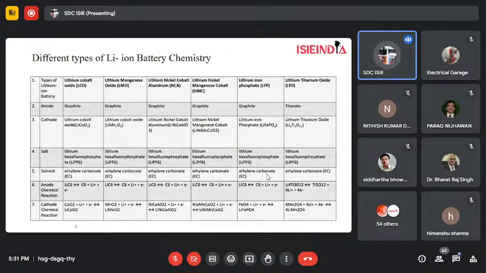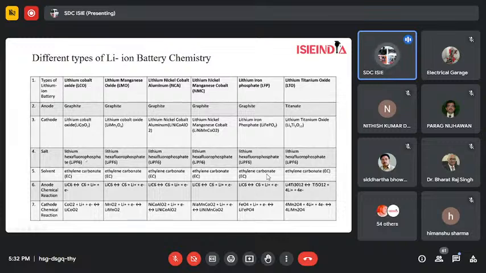Different types of lithium ion chemistries, right? As you can see on the screen, there are different types of lithium ion chemistry, like lithium cobalt oxide. Here in the anode we are using graphite, and again at the cathode we are using LiCoO2, lithium cobalt oxide.